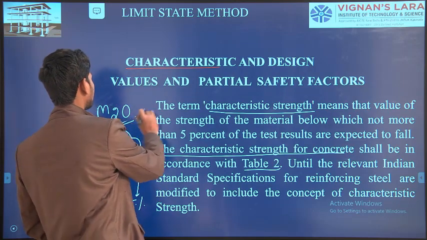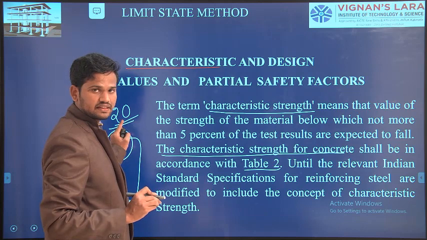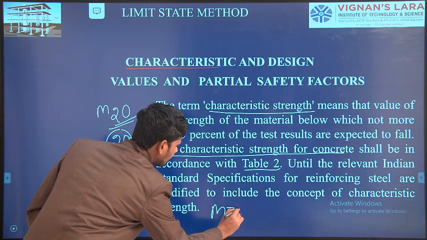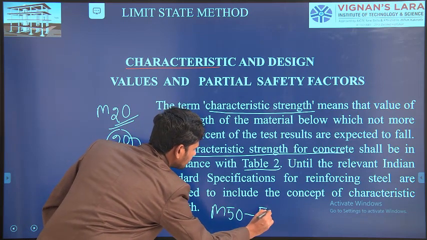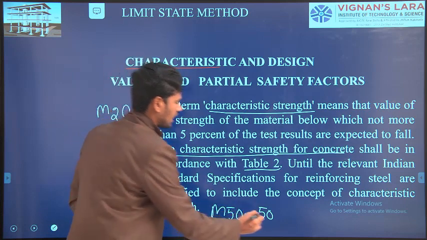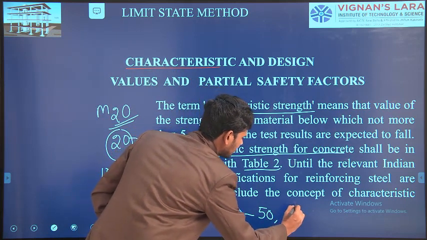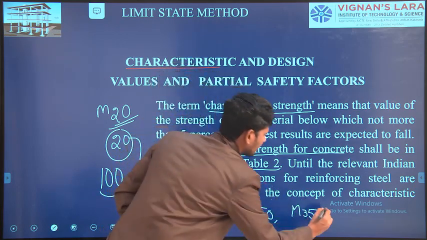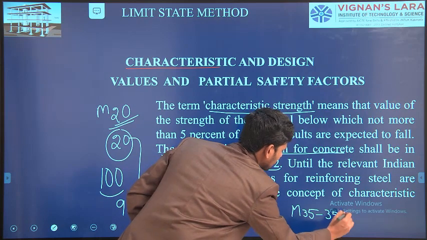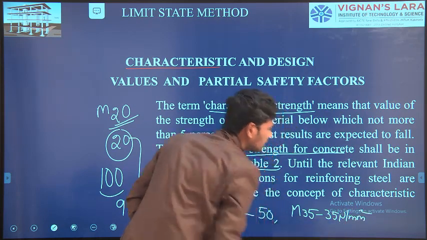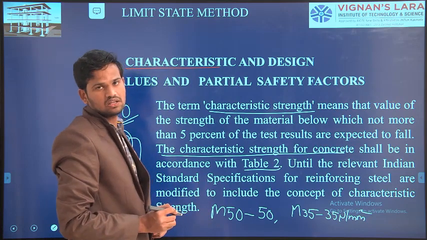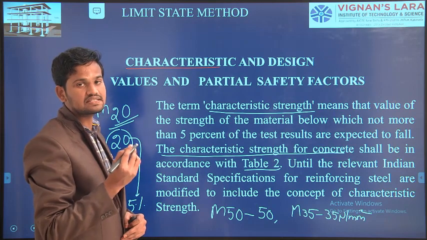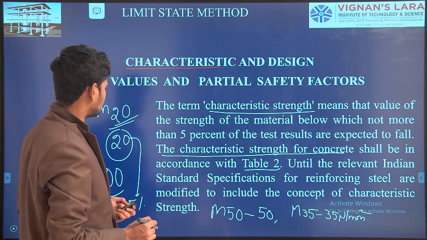If you consider M20 grade, the characteristic strength is 20 Newton per mm square. If you take M50 grade, the characteristic strength is 50 Newton per mm square. If you design for M35, the characteristic strength is 35 Newton per mm square. That means only 5% of test results are expected to fall below 35 Newton per mm square. If you get strength like that, that strength is called the characteristic strength.